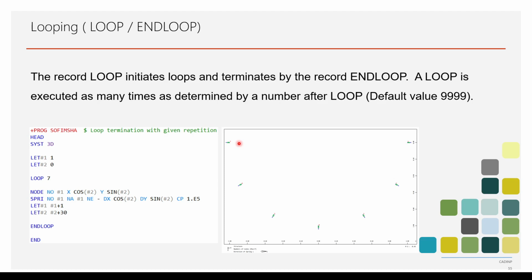Entering a number after the loop command has the same effect in CADINP. However, if the number of repetitions is unknown, a condition is going to be tested at the end of the loop. This type of loop is called a do-while loop or repeat until loop in other programming languages. The next example tries to demonstrate this.